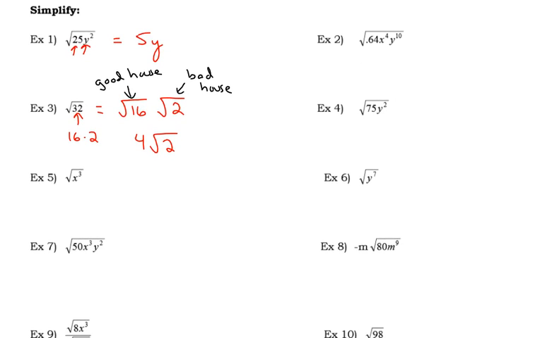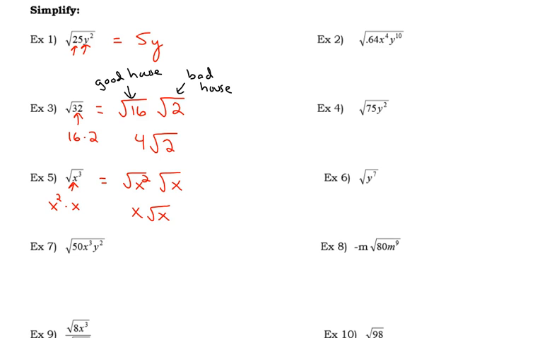Okay, now let's try number 5 with just variables. X to the third is not an even exponent, which means that it's not a perfect square. But there is a perfect square factor. X squared times x is the same thing as x to the third. So I'm going to break it apart into 2 different radicals, put the good guy, the perfect square, in the good house, and the bad guy, the one that's not the perfect square, in the bad house. The good guy gets to come out of the house, so the square root of x squared is x, and the bad guy stays in the house, square root of x.